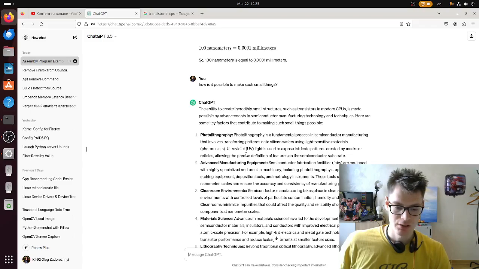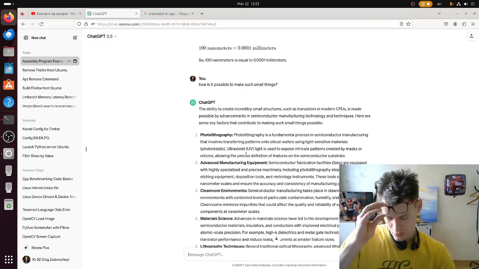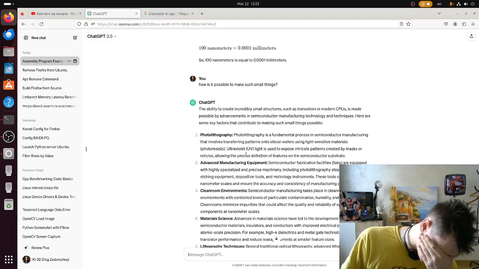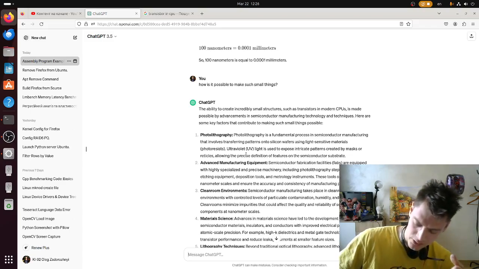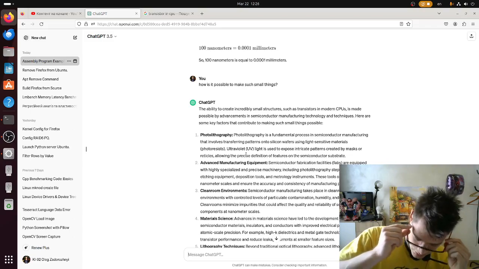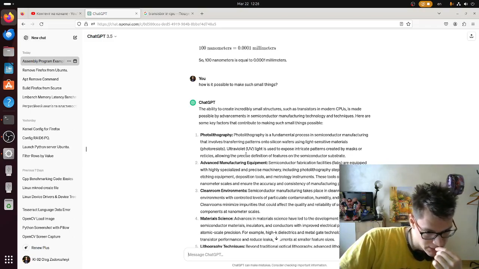But I don't understand how we can work on these small things. I mean, to work with small things, we need some small tools, right? And that's strange. How can we make small tools with big tools? Can we make it?